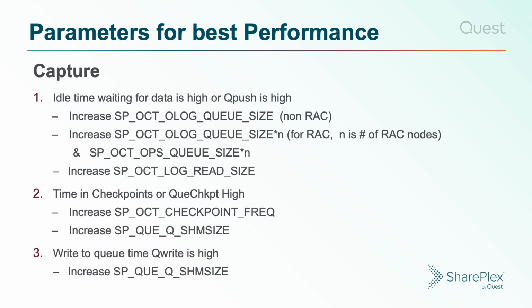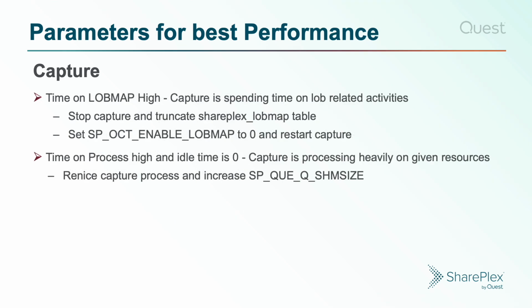And you see that time on lob map is high. That means capture is spending time on lob related activities. You want to stop capture and you can truncate the SharePlex lob map table. And you will also need to set SPOCT enable lob map to 0 and restart capture. But for this to be done, make sure you have supplemental logging for PK and UK enabled on the lob tables.